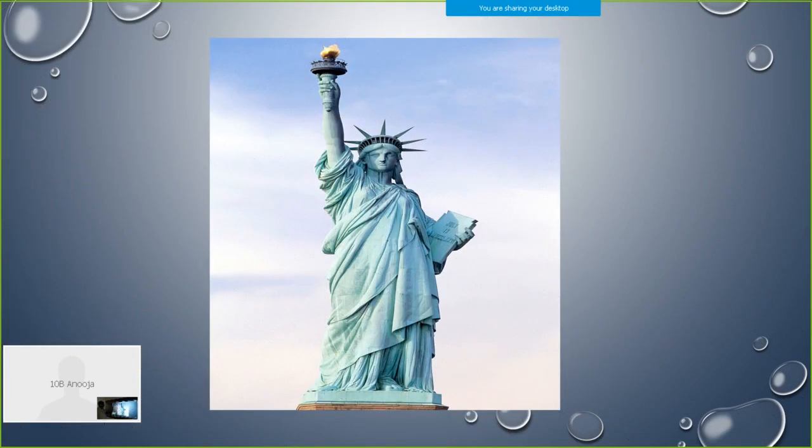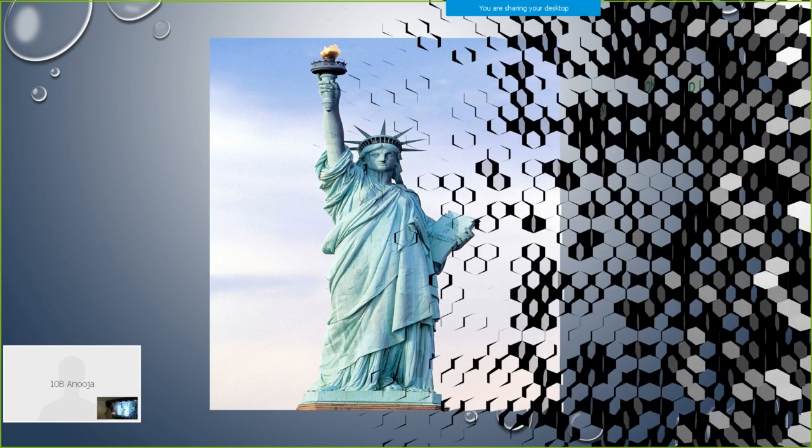So this is the Statue of Liberty. In one hand, you can see the torch of enlightenment. In the other hand, the Charter of Rights.